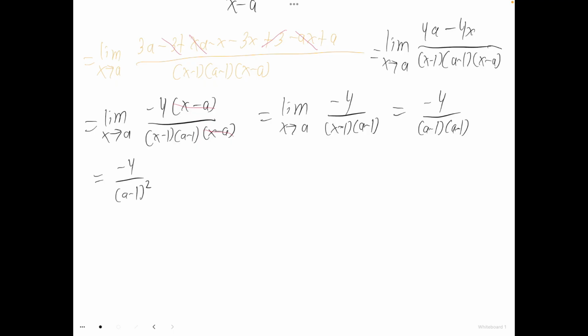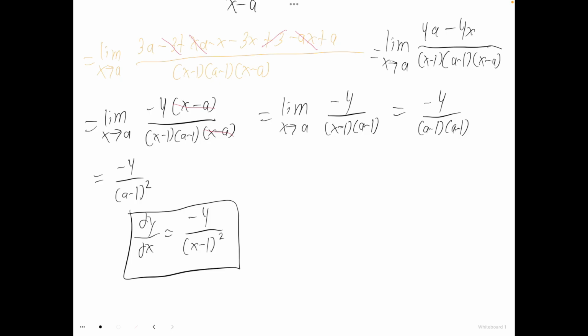Now remember I said the answer would be in terms of a, but we want it to be in terms of x. So we're just going to replace a with x. So dy over dx is negative 4 over (x minus 1) squared. And so that then is the derivative of our function in this case. And remember that this is a function that tells us basically what the tangent line slope is at any given point in the domain.